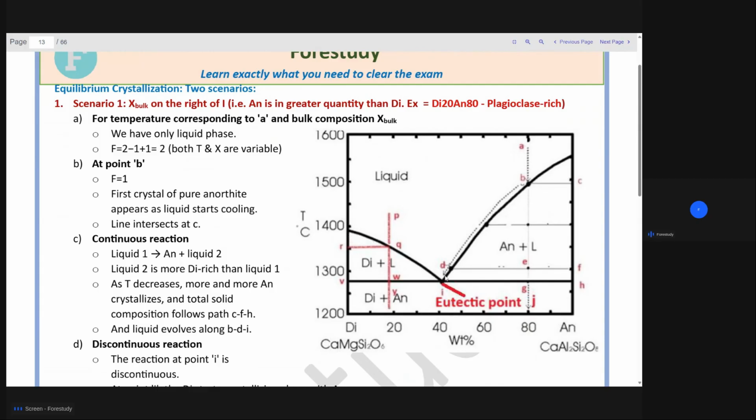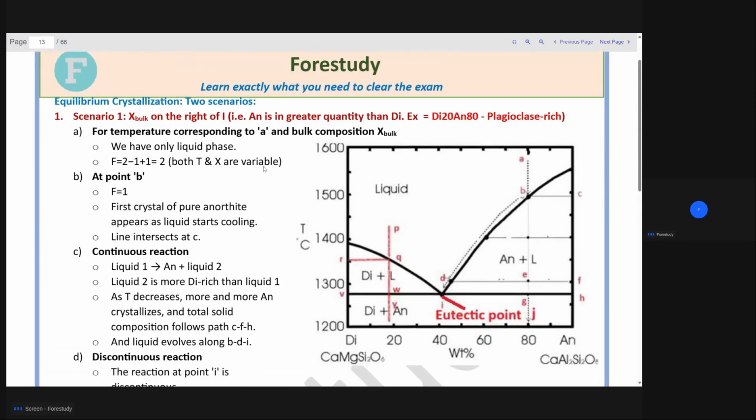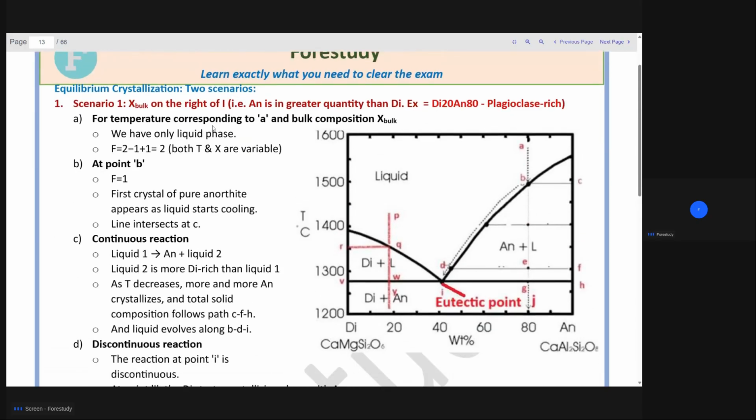Remember, at the eutectic point both crystals will form, because it is at the intersection where we will see crystallization of both diopside and anorthite. So let's start how this will work.